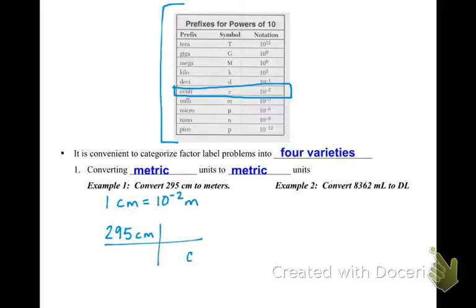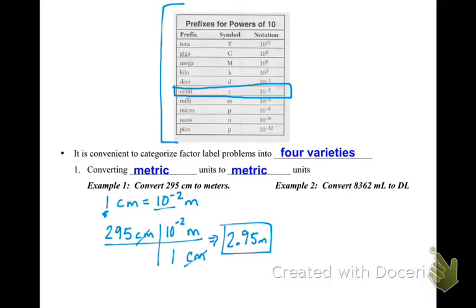Place our centimeters down here, place our meters up top. Looking at our conversion factor, the 1 is in front of the centimeters, 10 to the negative 2 is in front of the meters. Our centimeters cross off, and we multiply straight across, and we get 2.95 meters. And of course that makes sense, because our meters unit is much larger than that of our centimeter unit.